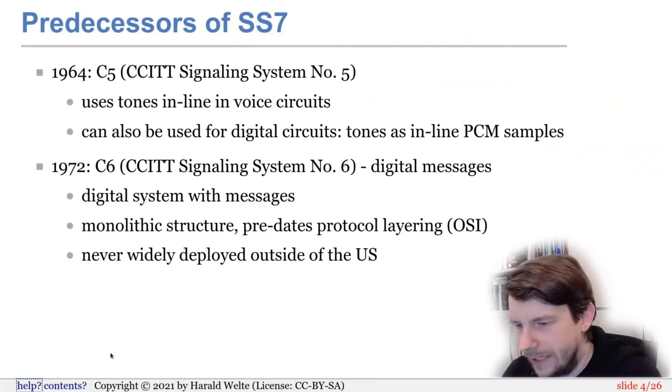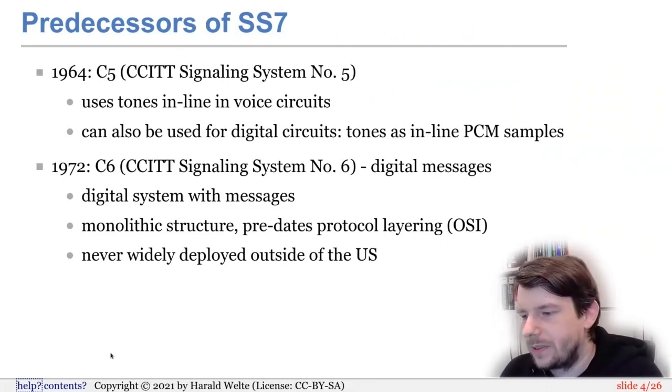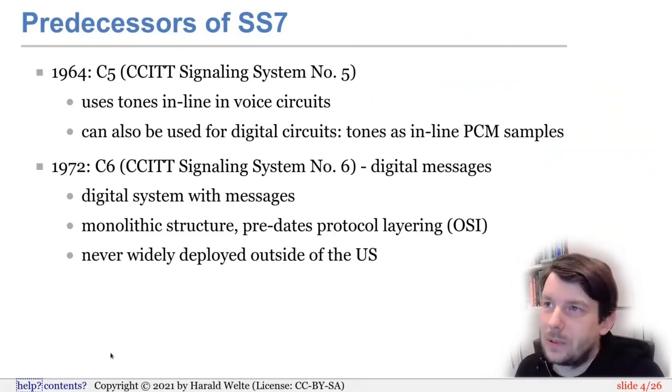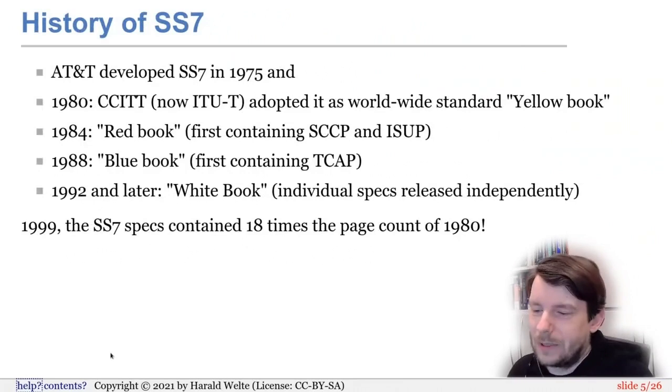In 1972, signaling system number 6 was introduced, which was the first system to use digital messaging to relay signaling information between telephone exchanges. It predates the protocol layering of the OSI ISO model, and it has a monolithic structure. So there's no separation between, let's say, transport layer and application layer and network layer and so on. And it was intended as an international system, but it was never really widely deployed outside of the US because basically SS7 happened, and that was then deployed worldwide.